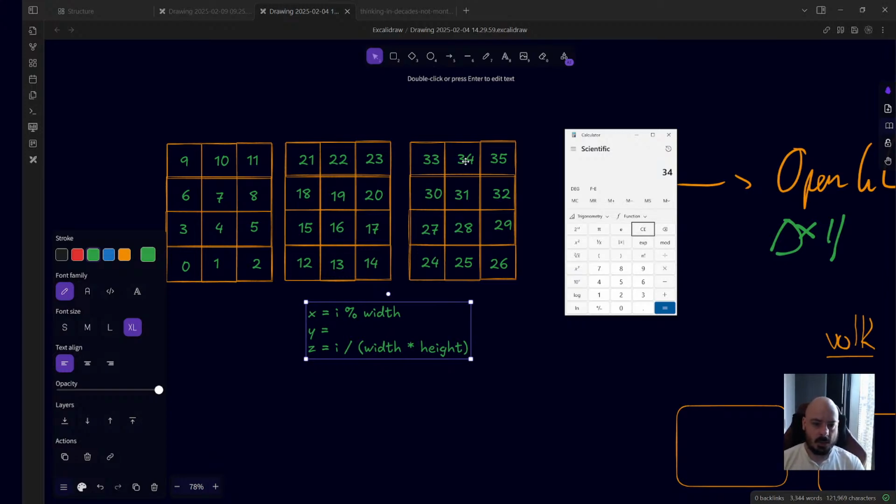34, if we divide that by the z, which would be 3, gives us 11. Okay. And then if we divide that by 3 again, we get 3. I don't know if that's correct. So 22 divided by 3 divided by 3 is 2.4. No.